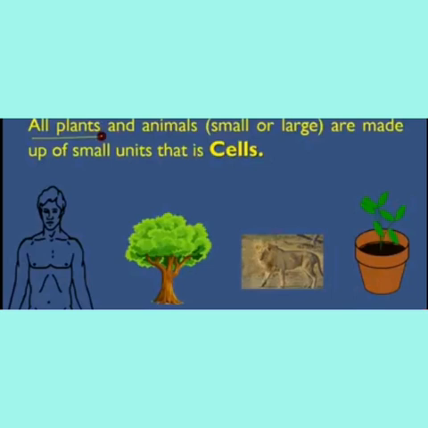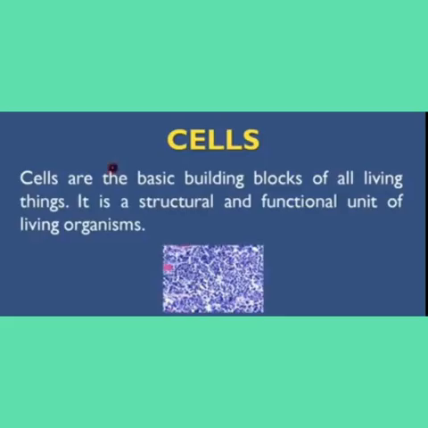After this study we conclude that all plants and animals, whether they are big or small, are made up of small units, and these small units are known as cells. So this is the definition of cells. Cells are the basic building blocks of living things, the blocks from which anything new is made, found in all living things.